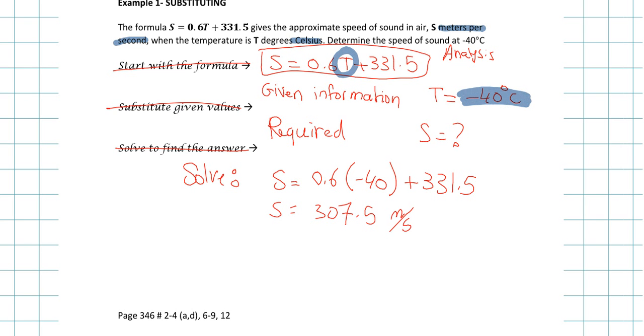Yes? So I followed the GRASP method by writing down the given information, the required information, write down the formula, which is the analysis, and then your solution. Okay? Now, the only thing that's missing is a therefore statement at the end. So therefore, the speed of sound is 307.5 meters per second.